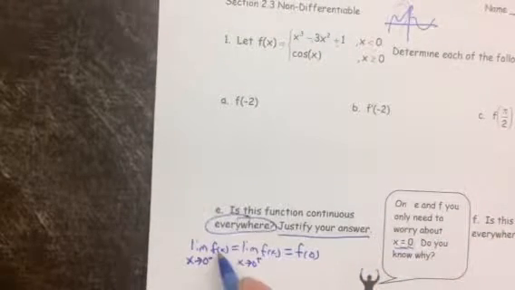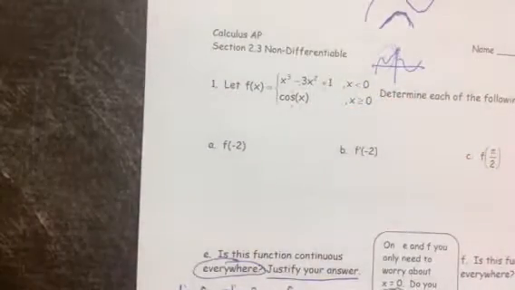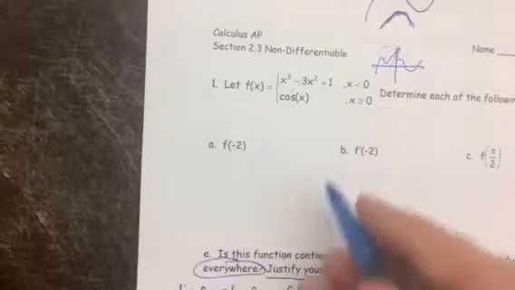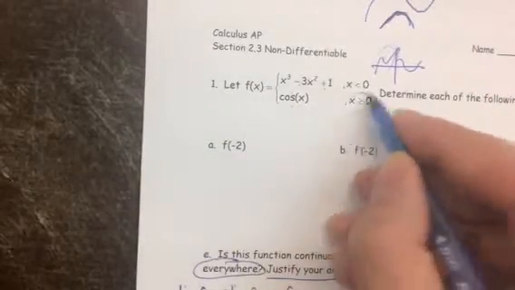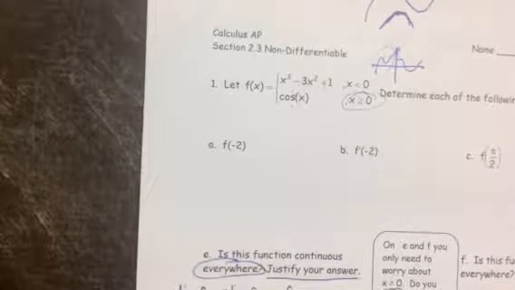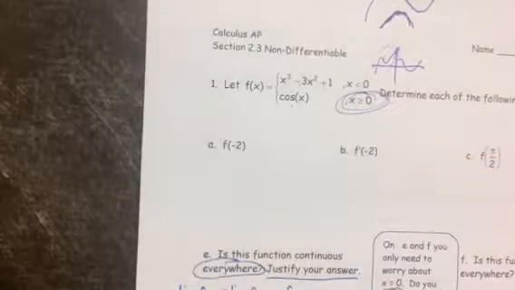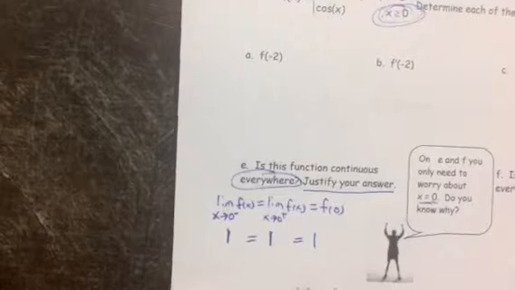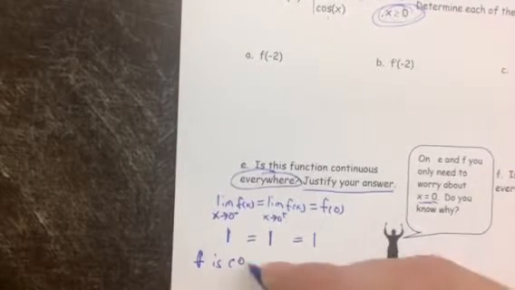So the limit as x goes to 0 from the left, we just plug in 0 into the left one, direct substitution, and we get 1. The limit as x goes to 0 from the right, we plug in 0 into the one as we come from the right, and that's cosine of 0. Cosine of 0 is 1. And f of 0 is just the value at 0, and that is also 1. And so f is continuous everywhere.